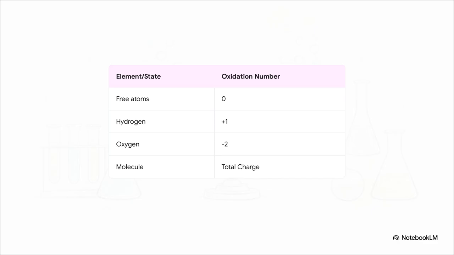If an atom's oxidation number goes up during a reaction, well, it lost negatively charged electrons, meaning it was oxidized. If the number goes down, it gained electrons, so it was reduced.